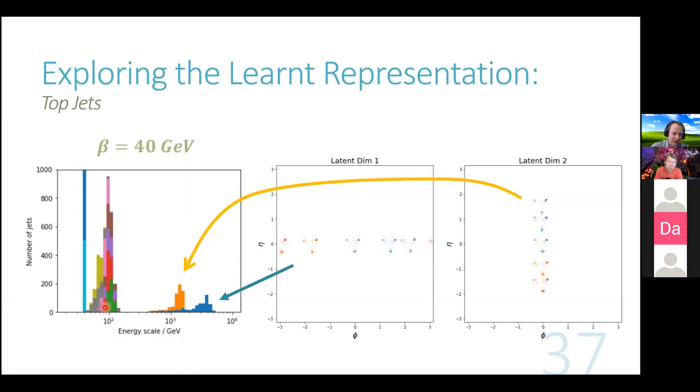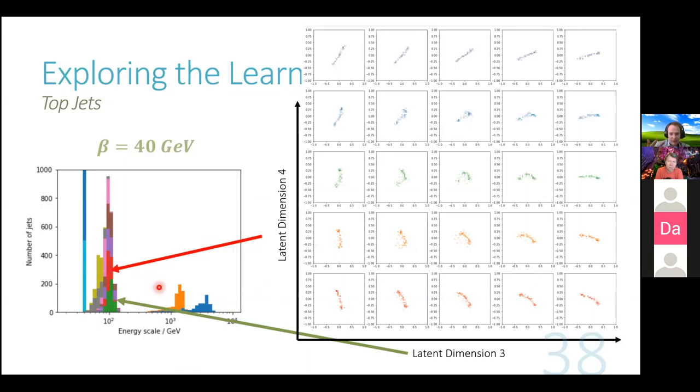Now I think you can all guess what these dimensions are going to correspond to. It's going to correspond to variations in the substructure of the jet. And let's do a counting. There's 1, 2, 3, 4, 5, 6 directions here, which seems reasonable for the number of internal angles in the top jet.